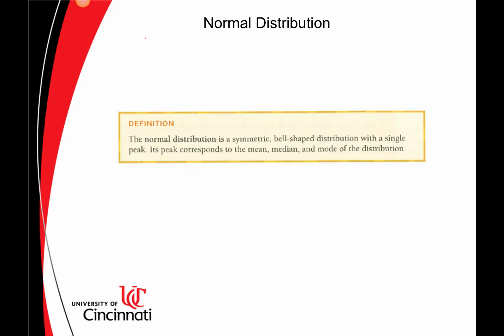A normal distribution is going to be that bell shape with one peak. This is important, one peak. Now the cool thing about a normal distribution is right smack dab in the middle, that specific value is going to be the mean, the median, and the mode, all three rolled into one. The idea of a normal distribution is the mean, median, mode all wind up in the same place, which is pretty cool.